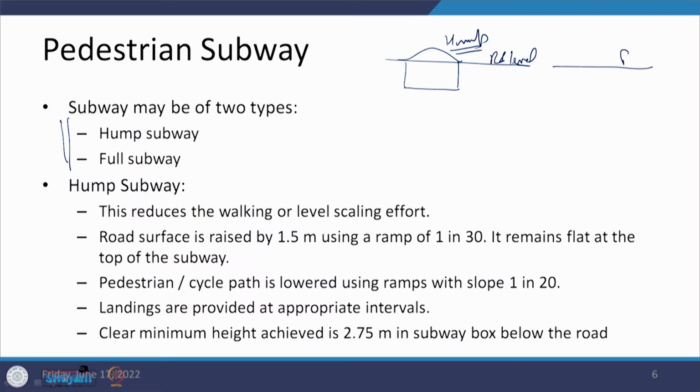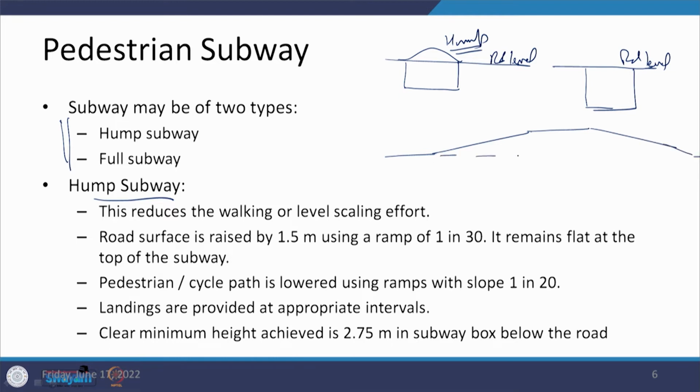But when we say it is a full subway, then the road level remains the same and the facility is going to be provided in this form. So, let us start with hump subway. Now, when we are providing this hump subway, what we are trying to do is that we are going a bit up and then coming down.